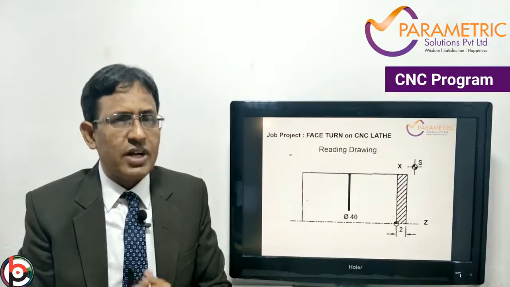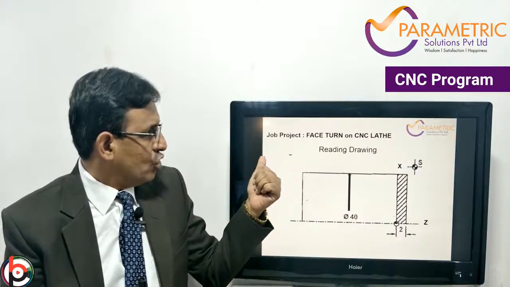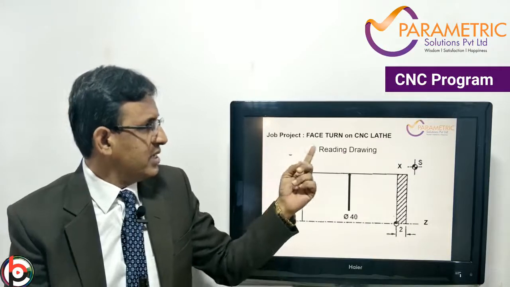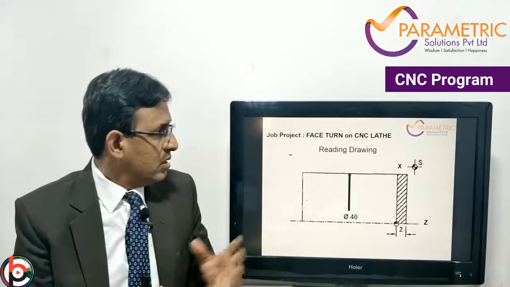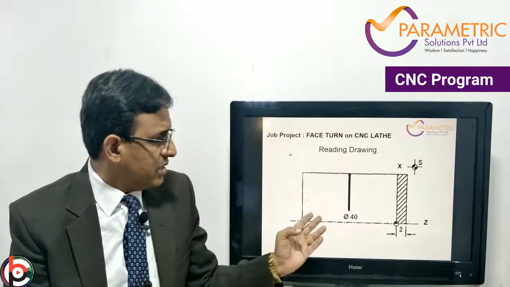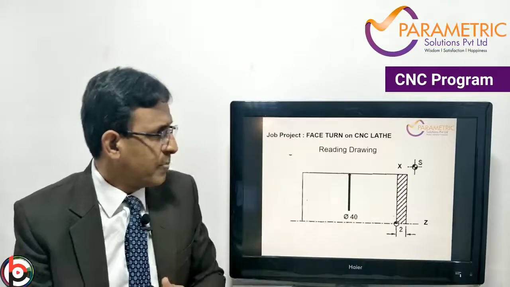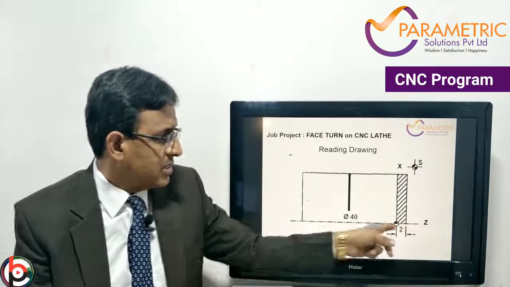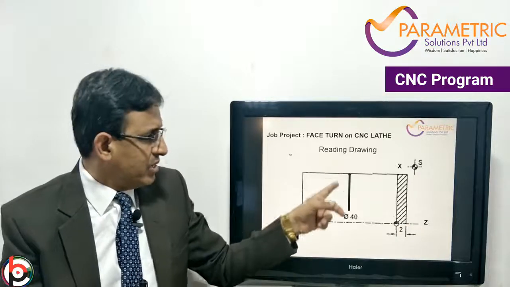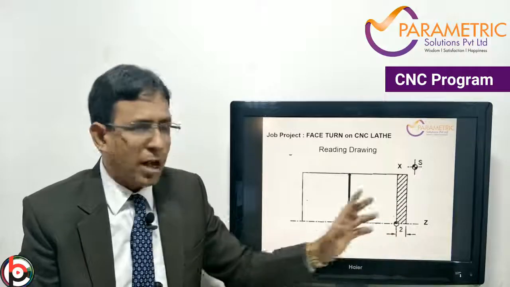Before we start, we have to understand the drawing here. The job project I have taken is a CNC turning job on a CNC lathe machine. How to read this drawing: this is a cylindrical job. The half section is shown here. This is the X-axis, diametrically, and the Z-axis is longitudinal. The diameter is 40 mm, and there is 2 mm of face turning. I am going to do this.